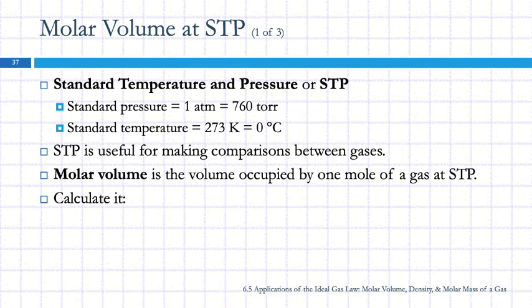There's another thing that we talk about called the molar volume of a gas. So molar mass was the mass of a mole. Molar volume is the volume of a mole. But we have to specify temperature and pressure. So molar volume is the volume occupied by 1 mole of gas at STP. So we could calculate that. Let's do that.